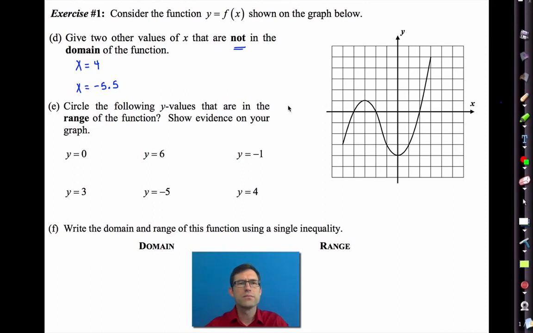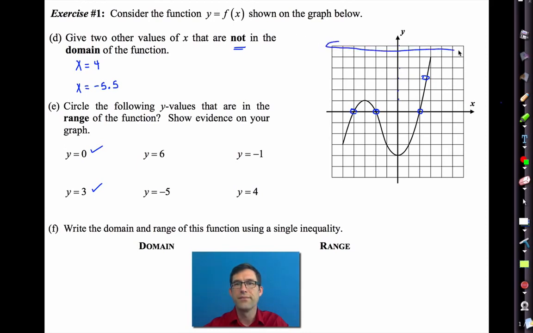Okay, well, is y equals 0 in the range? Well, here's a y equals 0. Whoops. Here's a y equals 0, a y equals 0, y equals 0. So sure, that's in the range. How about y equals 3? 1, 2, 3. Oh, yeah, here's a y equals 3. That's in the range. How about a 6? 1, 2, 3, 4, 5, 6.